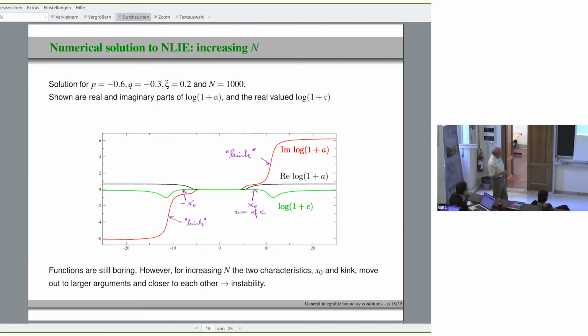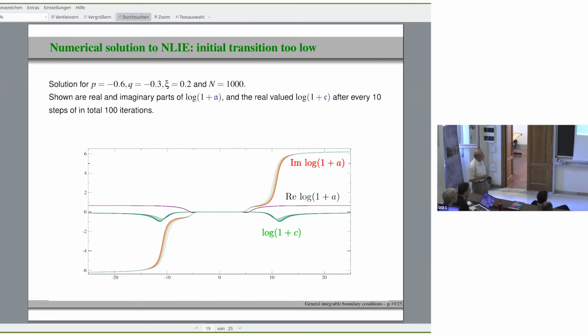So when we take our integral equation and some initial data and then we try to iterate, usually everything diverges. It looks like, if we increase n, that this parameter x0 and the kink move to larger values and get closer to each other. And in particular, when they get close to each other, any hope is lost to do numerical calculations.